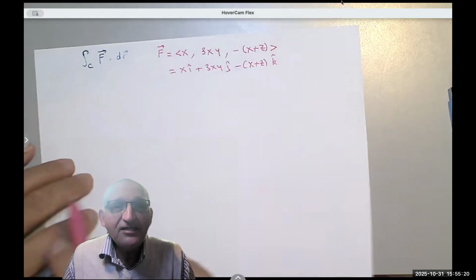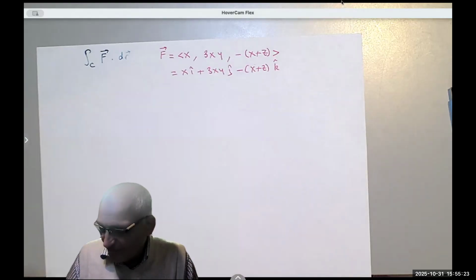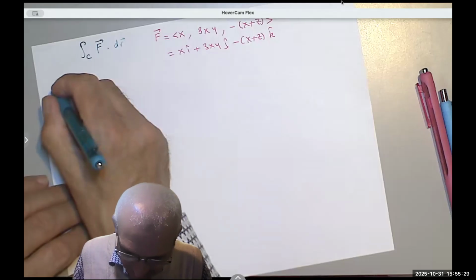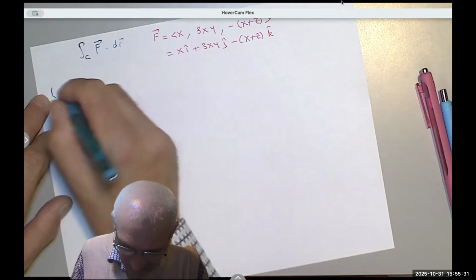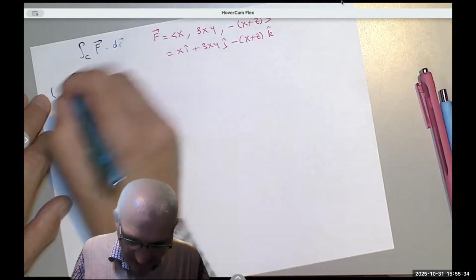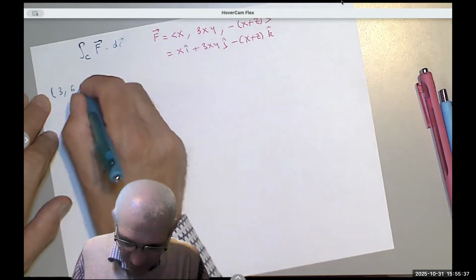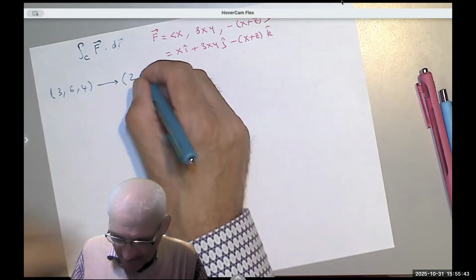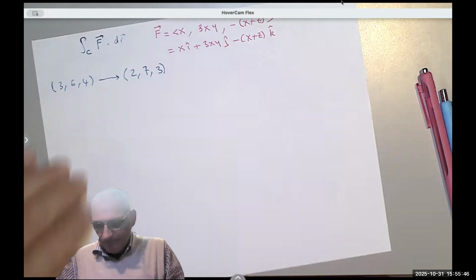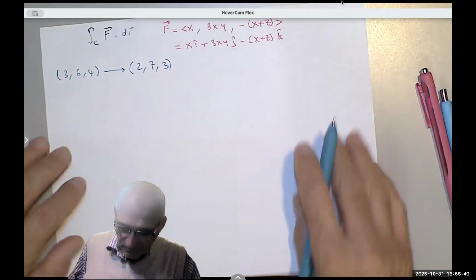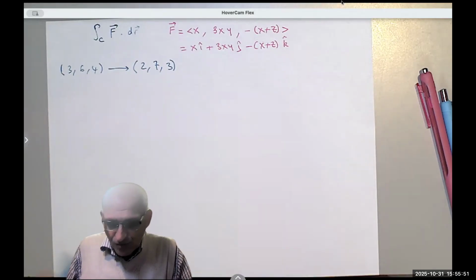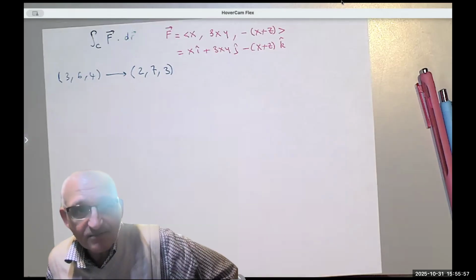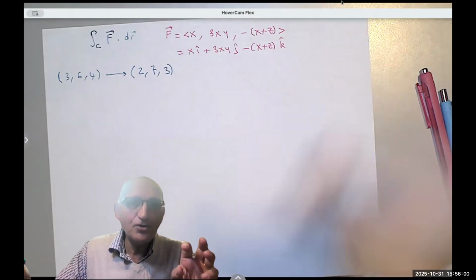And then they tell you, find the work done by this force on a particle that starts at a point in 3D. It starts at, let's say, (3, 6, 4), and it goes to (2, 7, 3). Let's do that. Before we start, we have to find r of t, right? So I'm going to parameterize that motion from (3, 6, 4) to (2, 7, 3).